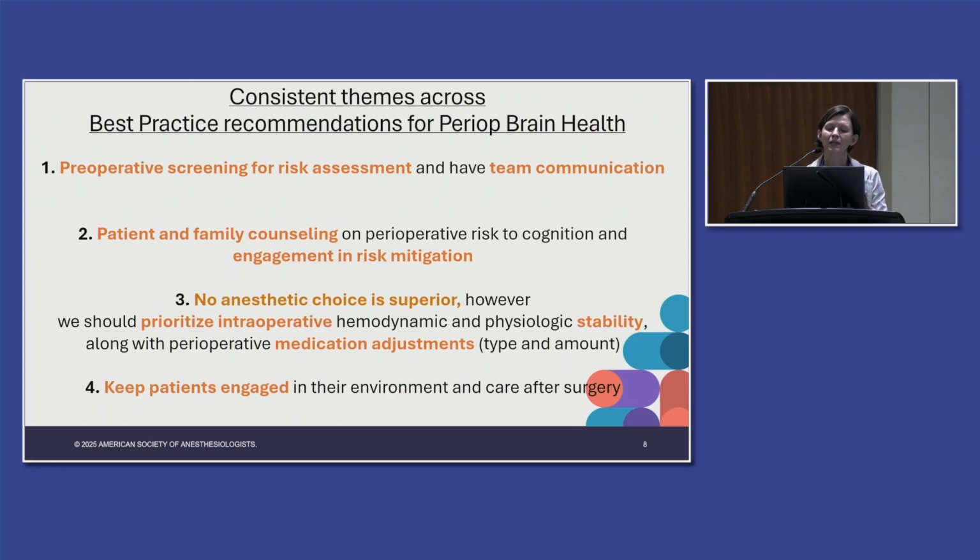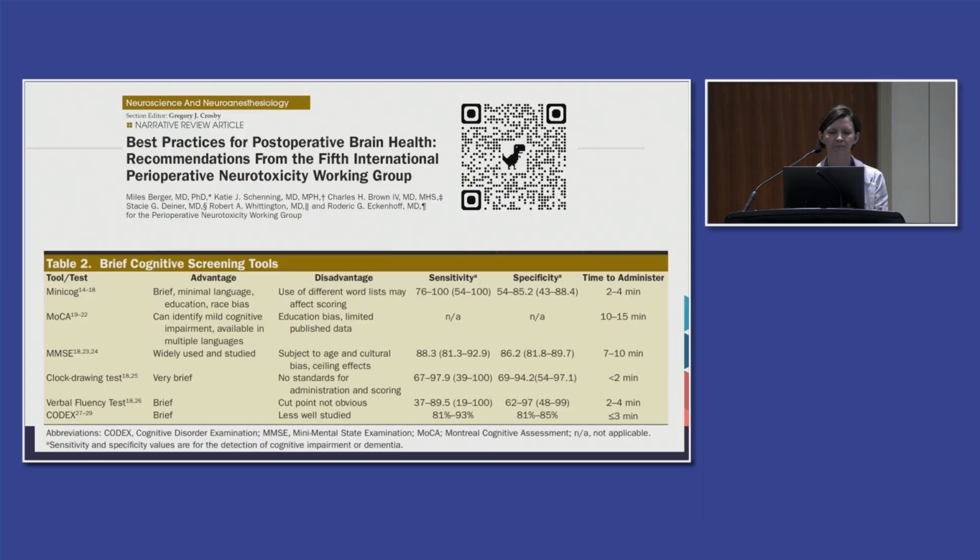There's also no clear superior choice for an anesthetic at this point. However, we should be prioritizing intraoperative hemodynamic and physiologic stability, and also focusing on the medications that we're giving to patients. And then lastly, a common theme that I identified is that patients need to remain involved after their surgery. And so they need to be involved in their environment and in their care. So we can't let them be detached without their hearing aids, without their glasses and things. They need to be engaged in their environment and engaged in their care for a successful brain recovery.